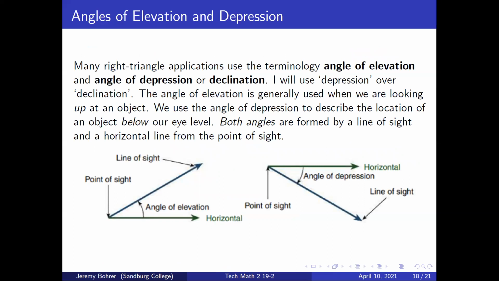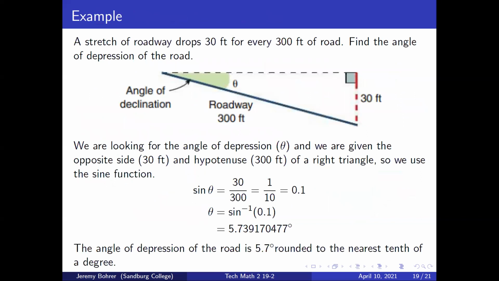Many right triangle applications use the terminology angle of elevation and angle of depression or declination. I will use depression over declination. The angle of elevation is generally used when we are looking up at an object. We use the angle of depression to describe the location of an object below our eye level. Both angles are formed by a line of sight and a horizontal line from the point of sight.